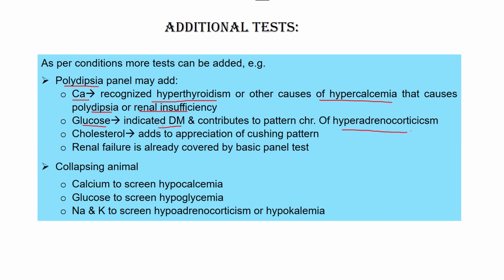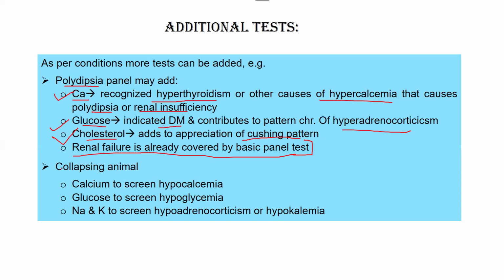Also hyperadrenocorticism, because even in hyperadrenocorticism you can have a glucose increase. So cholesterol can also be added for a patient with polydipsia, because it will tell you whether this patient has a Cushing pattern or not. Renal failure is already covered by the basic panel, so you need not detect that. But along with the basic panel, you can add these three tests, because they also cover all those conditions that are left out by the basic panel test.